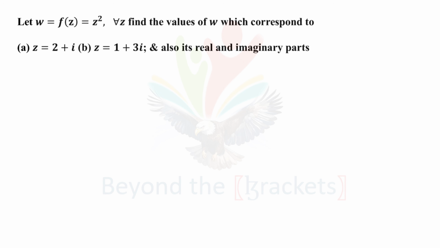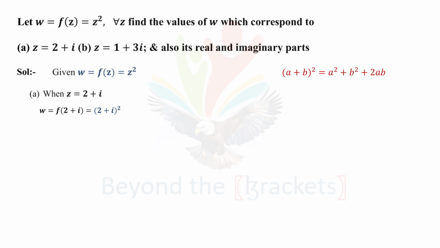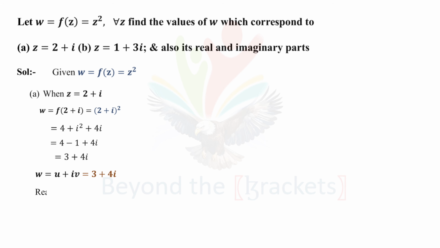Let's look at an example to understand this concept. Here f of z is given as z square. So in the first case, when z is equal to 2 plus i, f of z will be equal to 2 plus i whole square. Expanding this using the formula a plus b whole square, we get 4 plus i square plus 4i, which will be equal to 3 plus 4i. Compare this with the standard form w is equal to u plus iv. We get u, which is the real part, as 3 and v, which is the imaginary part, as 4.